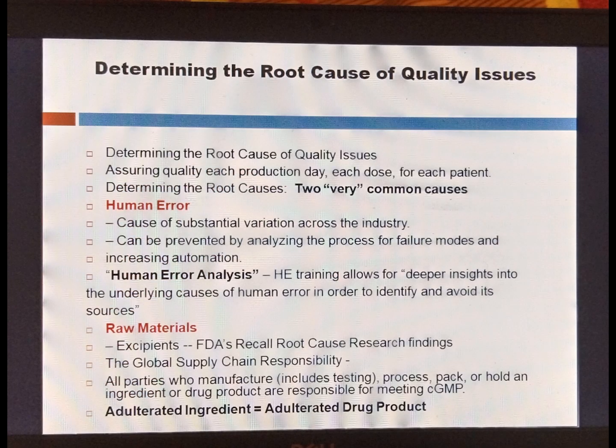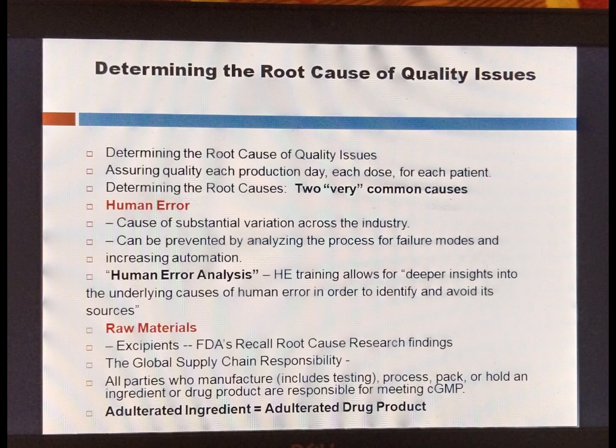Determining the root cause of quality issues, assuring quality each production day, each dose for each patient. Two very common causes are human error and raw materials. Human error is a cause of substantial variation across the industry. Human error can be prevented by analyzing the process for failure modes and increasing automation. Human error analysis and training allow deeper insight into the underlying causes of human error in order to identify and avoid its sources.